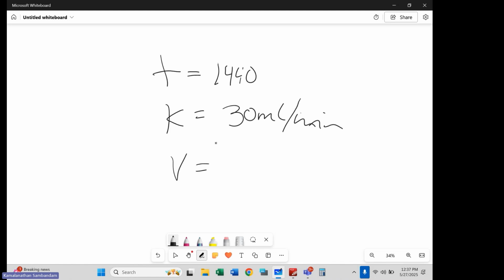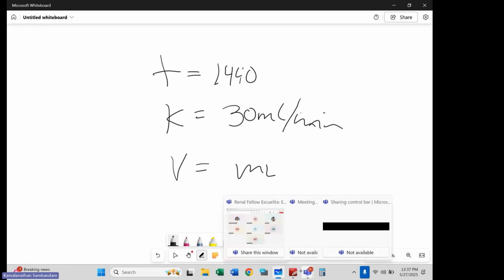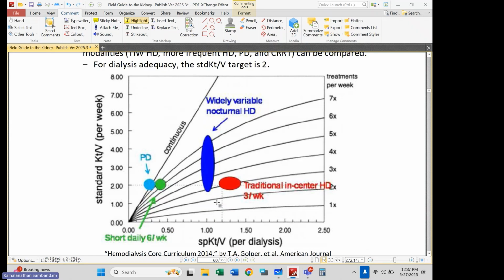My V is going to be my same V that you use for intermittent dialysis treatments. It's my total body water, right? And express it in milliliters, right? Not in liters. So you should be able to calculate. It's just simple math. K times T and then your V expressed in milliliters. You'll plug that number in somewhere around your single pool KT/V, and you'll find that your standard weekly KT/V for CRT is somewhere way above here.